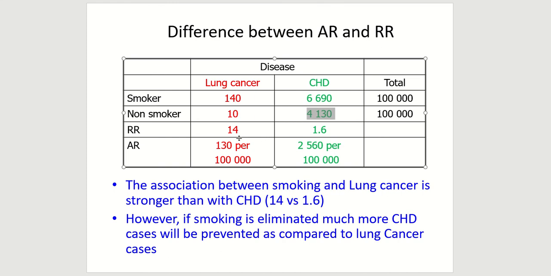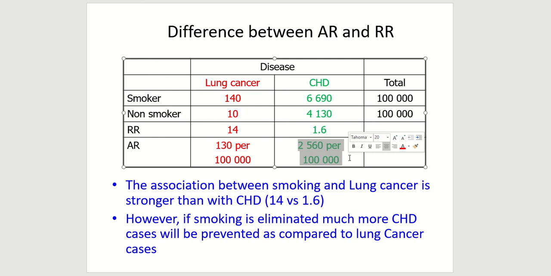The next thing I did is I calculated the relative risk for every one of them. You can calculate that. It's 140 per 100,000 divided by 10 per 100,000, so that's 14. And it's 6,690 divided by 100,000 divided by 4,130 divided by 100,000, so that's 1.6. And then you can do the attributable risk. Taking the difference between the risks, it comes out to be 130 per 100,000 smokers, and over here it's 2,560 per 100,000 smokers.